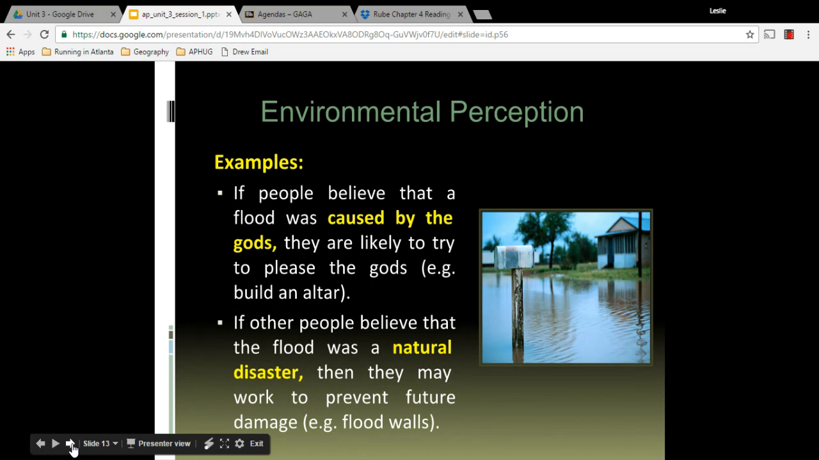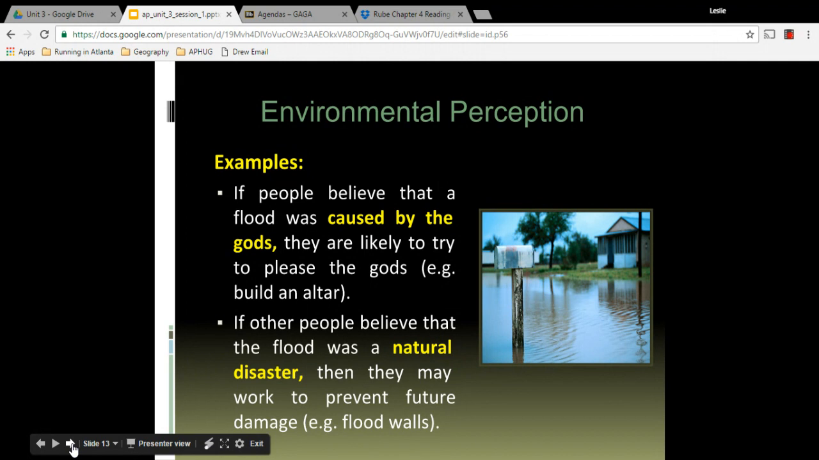All right, so for example, if people believe that a flood was caused by the gods, they are more likely to spend their time and their efforts trying to please the gods. Example, build an altar, present religious ceremonies, anything to do to alleviate the anger of the gods and prevent the natural disaster from occurring again. If people believe that the flood was a natural disaster, meaning naturally occurring, then they may work to prevent future damage, like build flood walls.